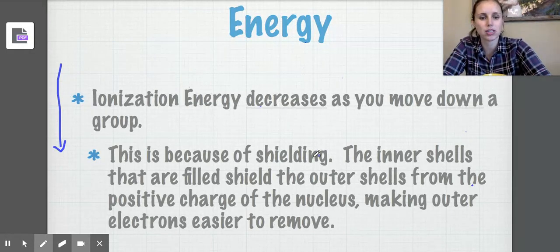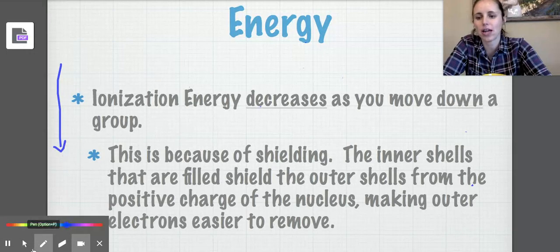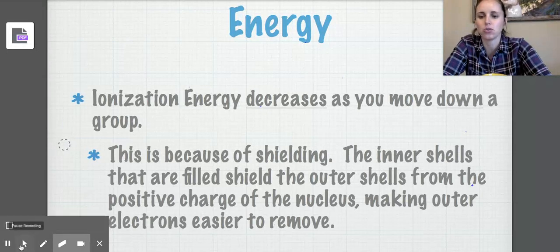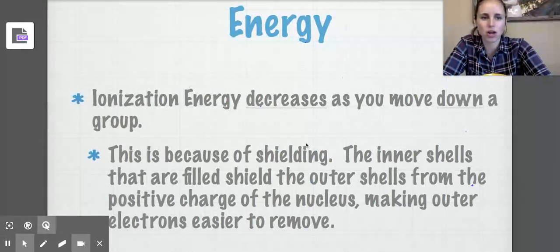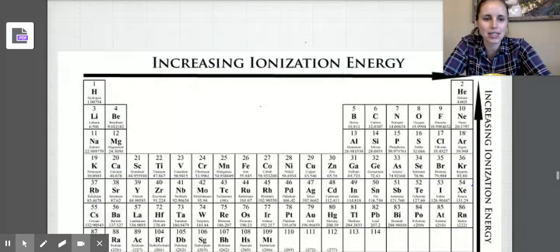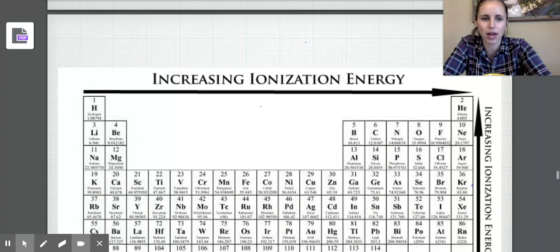It's because of shielding. So inner shells that are filled shield the outermost shells from the positive charge, making the outer electrons easier to remove. So down here we have a smaller ionization energy because it's easier to remove those electrons, and that is due to shielding. So again, we've got a trend going from left to right. We've got a trend going from up to down. So let's take a look at what this looks like on our periodic table.